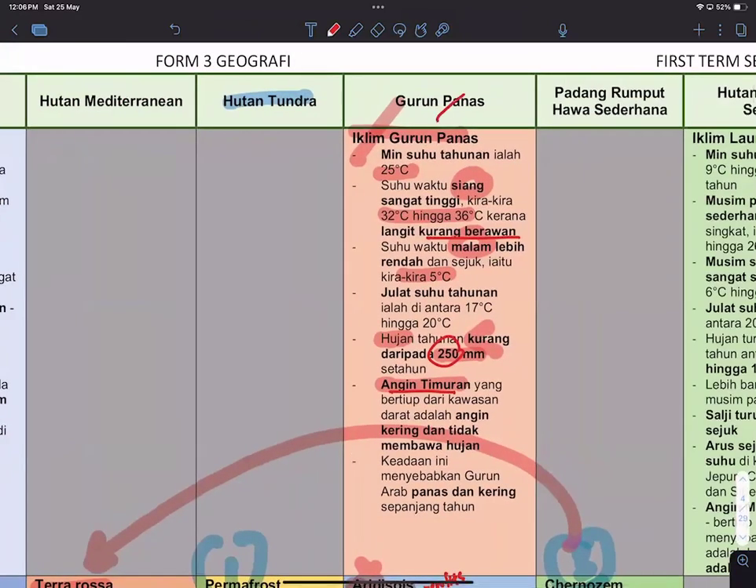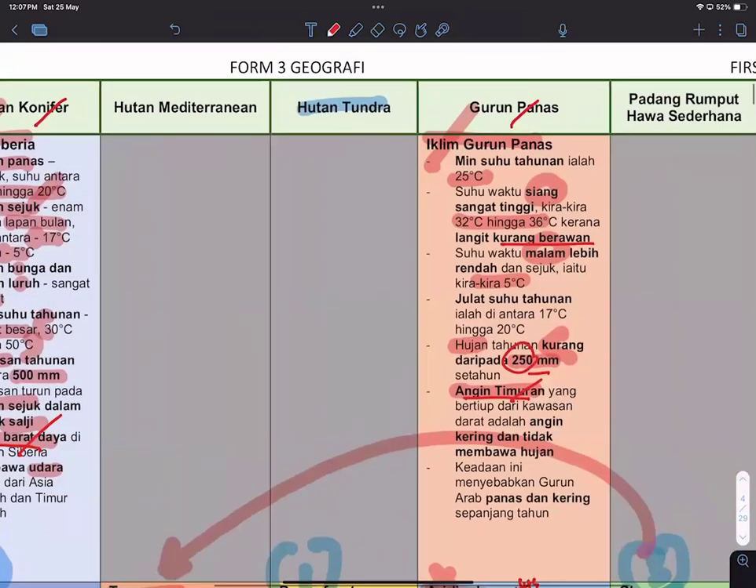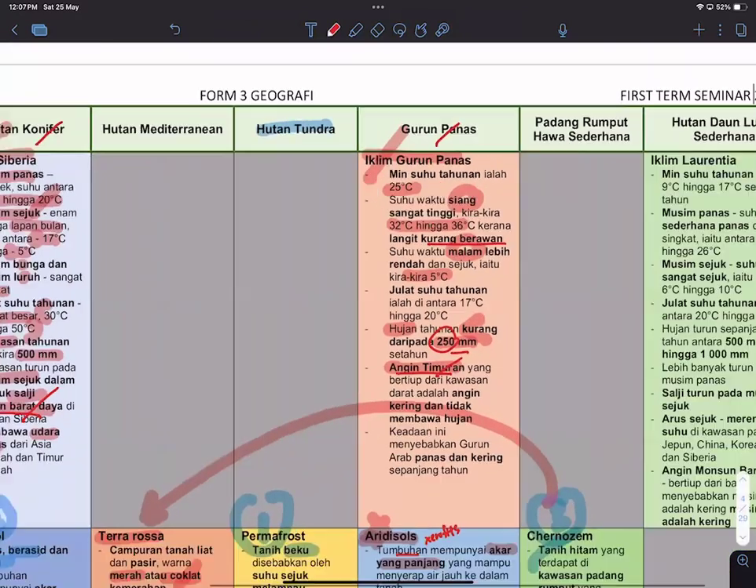Why is it useless? They are not able to make the plants survive easily. So that's why they are trying to evolve into xerophytes. Less than 200, known as angin timuran. This is barat daya. Now, one is from the barat daya, one is from the timuran. So that's why you guys need to refer to the maps.